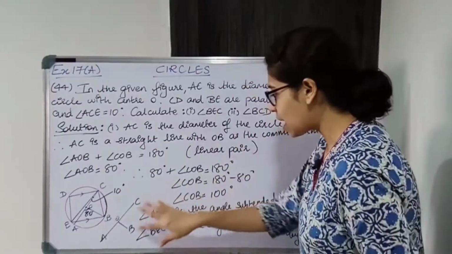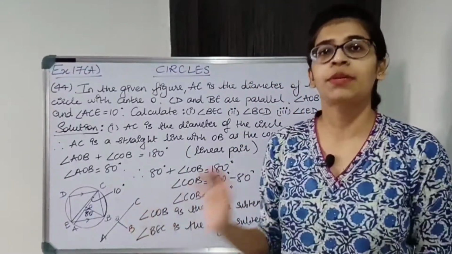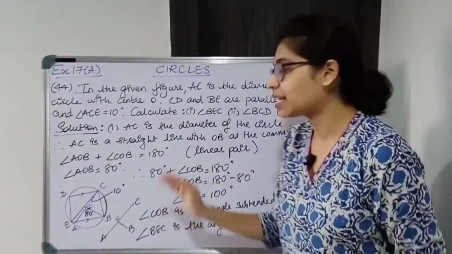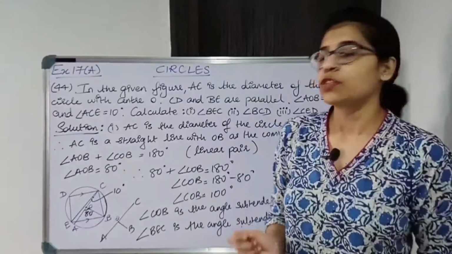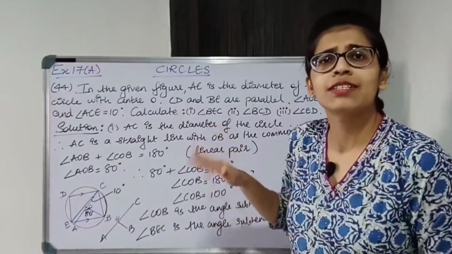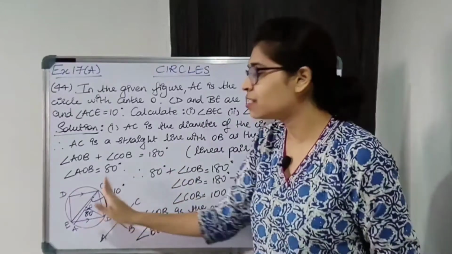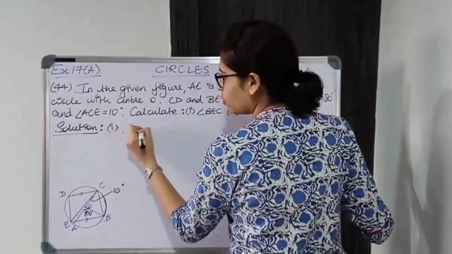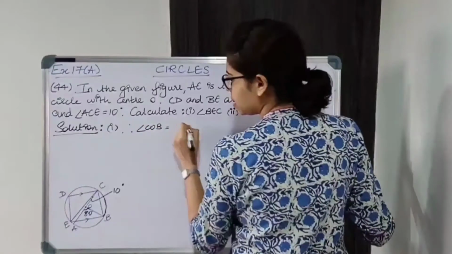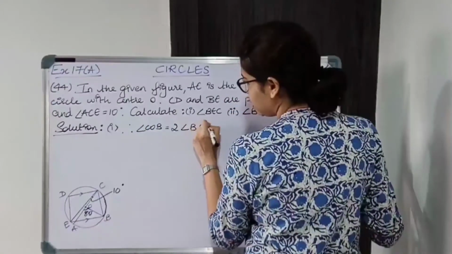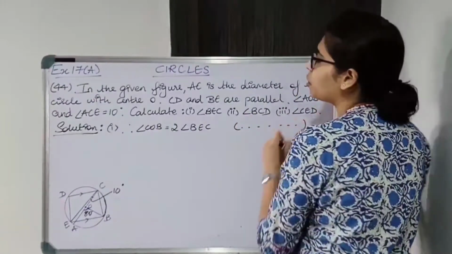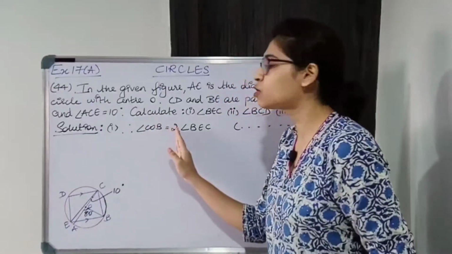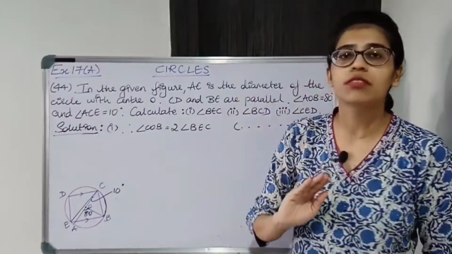Okay, now students, I know it is not required to write this, but I'm writing this down for your understanding, so you will be able to understand how these angles are related. So it's alright even if you don't write this and straight away write that angle COB is twice angle BEC. Okay, so therefore angle COB is equal to twice angle BEC. Here the reason is very important. You are using the property angle subtended at the center is twice or double the angle subtended on the circumference.